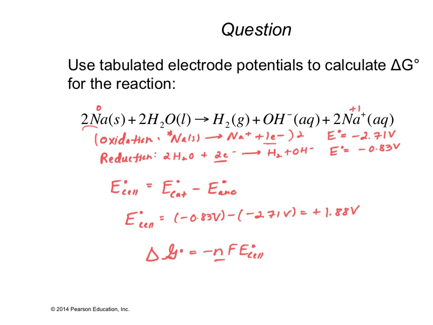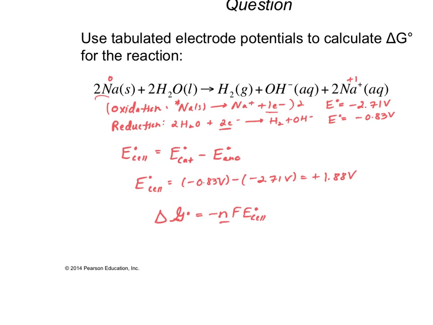So now when I plug it into my little equation, I'm going to get a minus 2 electrons times Faraday's constant times my cell potential, delta G overall. So delta G naught is equal to a minus 362.8 kilojoules. And I've taken the liberty of converting this.